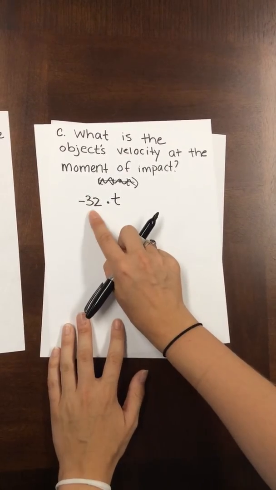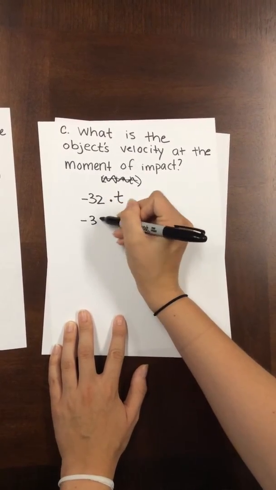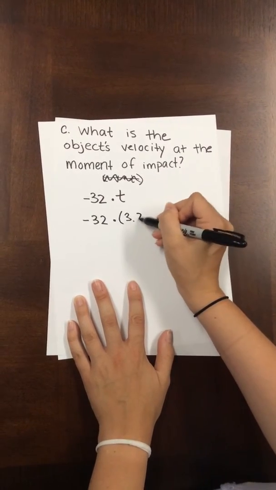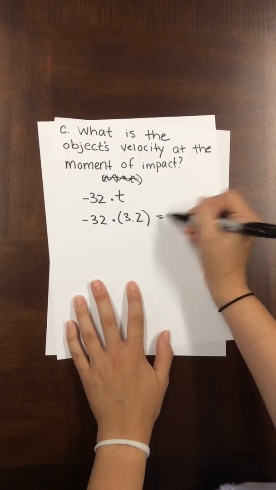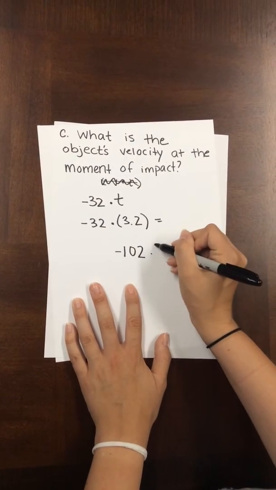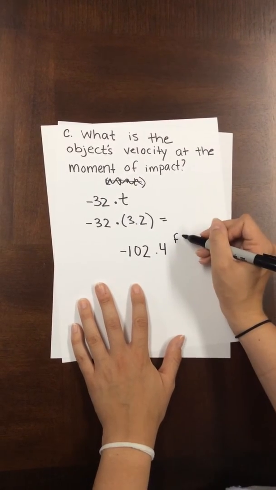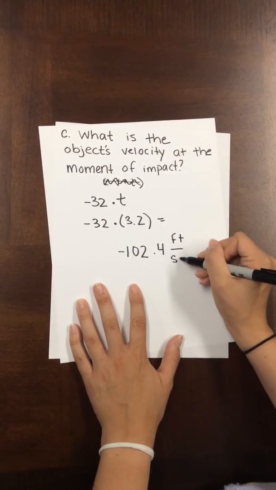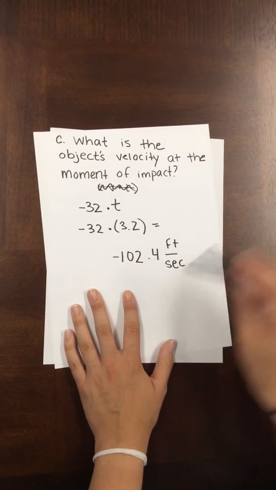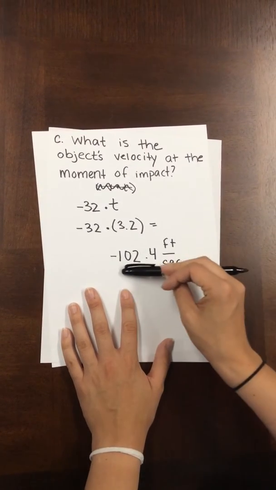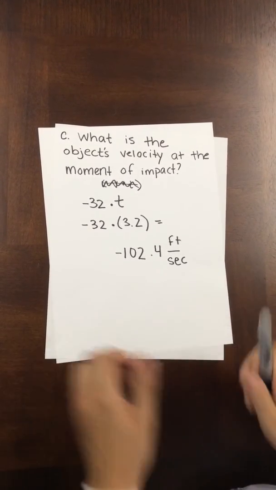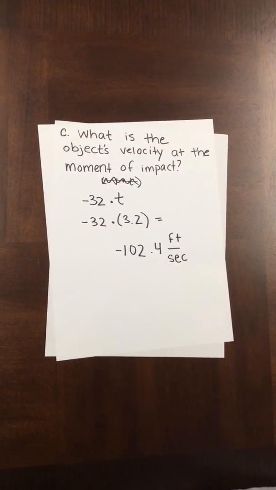So a negative 32 times t, so we take a negative 32 times the time we found earlier, which was approximately 3.2. And when we get that solved, we get a negative 102.4, and our label is feet per second. And again, I rounded to the nearest tenth with this answer as well. So the object's velocity at the moment of impact is a negative 102.4 feet per second. And this is how you solve the 3 parts of problem 5 from section 3.4 homework.